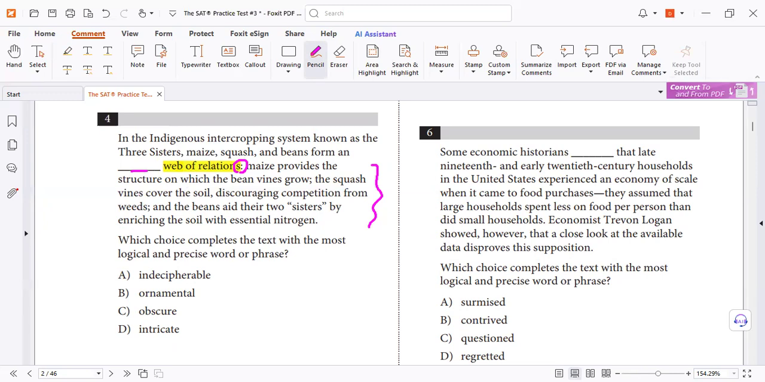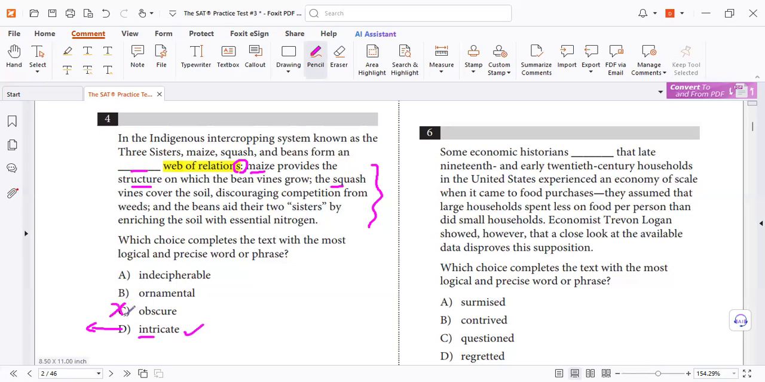So letter D always masters the Latin roots. Intricate from enter. Details enter together. Relations enter together. That means they are interacted, they are involved. Look, the maze provides a structure. Squash vines cover the soil. Everything helps each other. So it's all of them entering each other. So we can say, guess one.